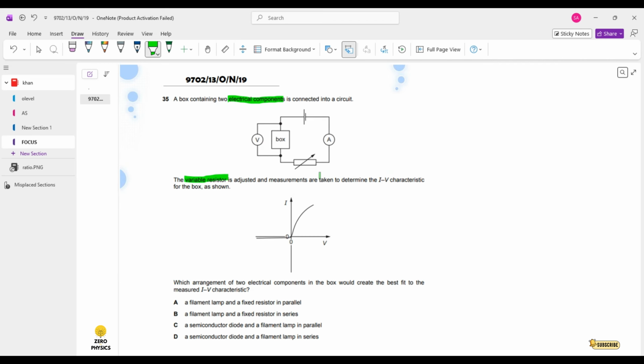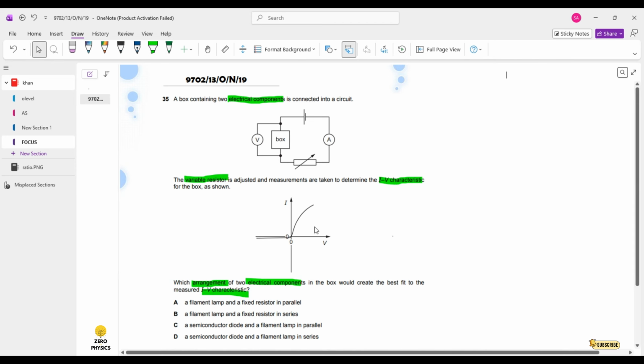So we have a circuit here and we have an ammeter along with a voltmeter and there is a variable resistor. This is the box, this is the battery. Here he is asking which arrangement of two electric components in the box would create the best fit to measure the IV characteristics. So what we need to do in this question is to analyze this graph.